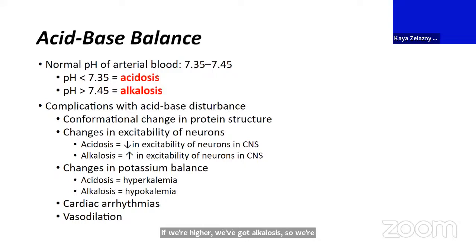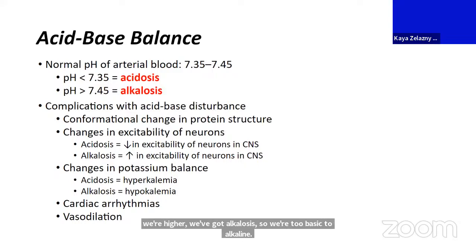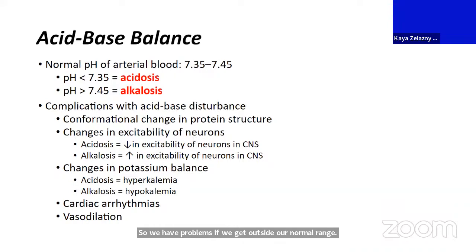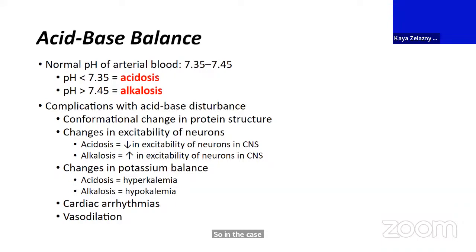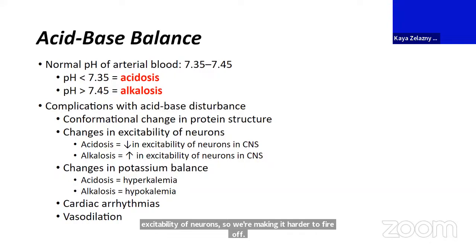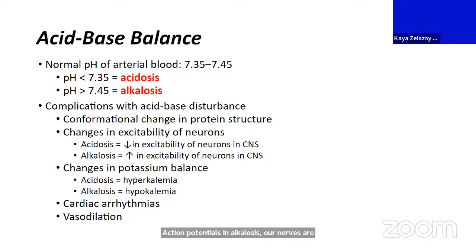Okay. So we have problems if we get outside our normal range, right? We have a change in the shape of proteins. Proteins do practically everything in your body, so this is a big problem. We are particularly concerned about the effect of these pH changes on nerves and the signaling. So in the case of acidosis, we'd have a decrease in the excitability of neurons. So we're making it harder to fire off action potentials. In alkalosis, our nerves are now kind of too jittery. They send off action potentials when we don't want them to.